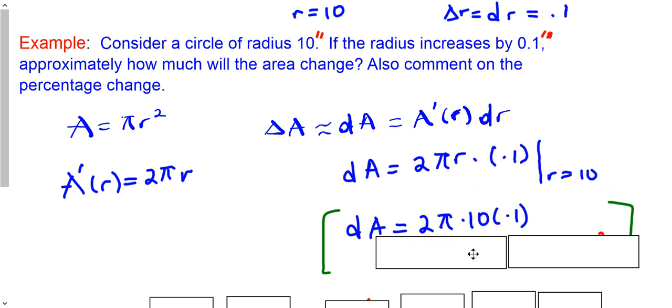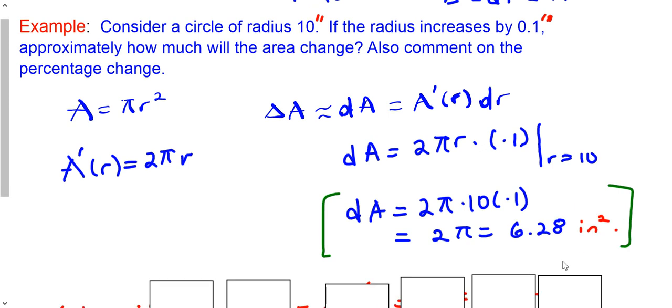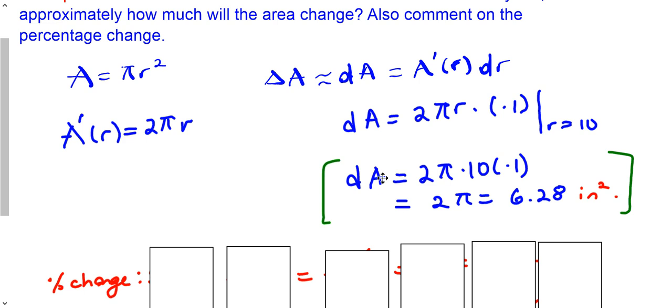So here the radius was 10, so we plug that in, and there we're going to have our estimate. 2 pi times 10, 20 pi. But don't forget the times 0.1, so 20 pi times 0.1 gives me 2 pi. And as a decimal, I get 6.28 square inches roughly. Square inches because units for areas in square inches and change in area will also be in square inches.